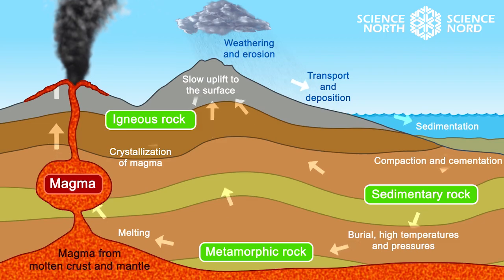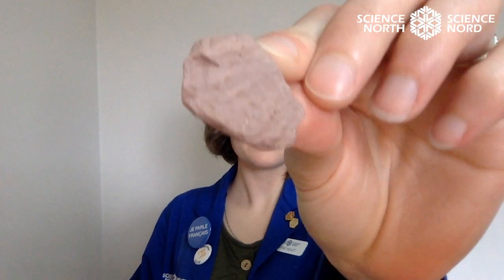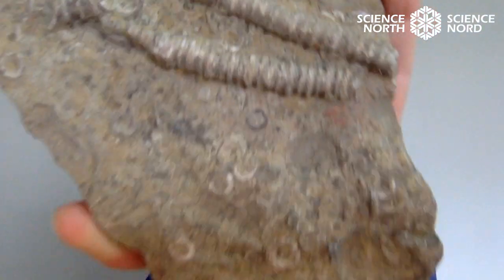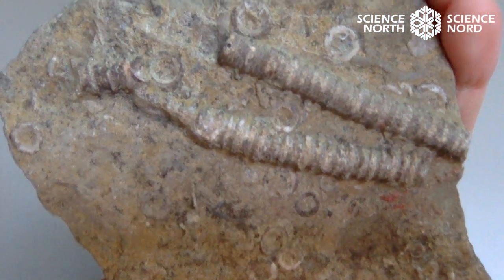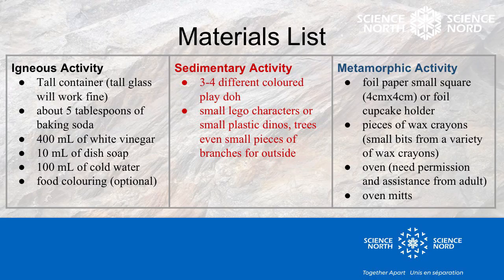Examples of these types of rocks would be mudstone, limestone, and sandstone. For this activity, you will need 3 to 4 different colored Play-Doh, small Lego characters or small pieces of dinos, trees, and even small pieces of branches from outside.